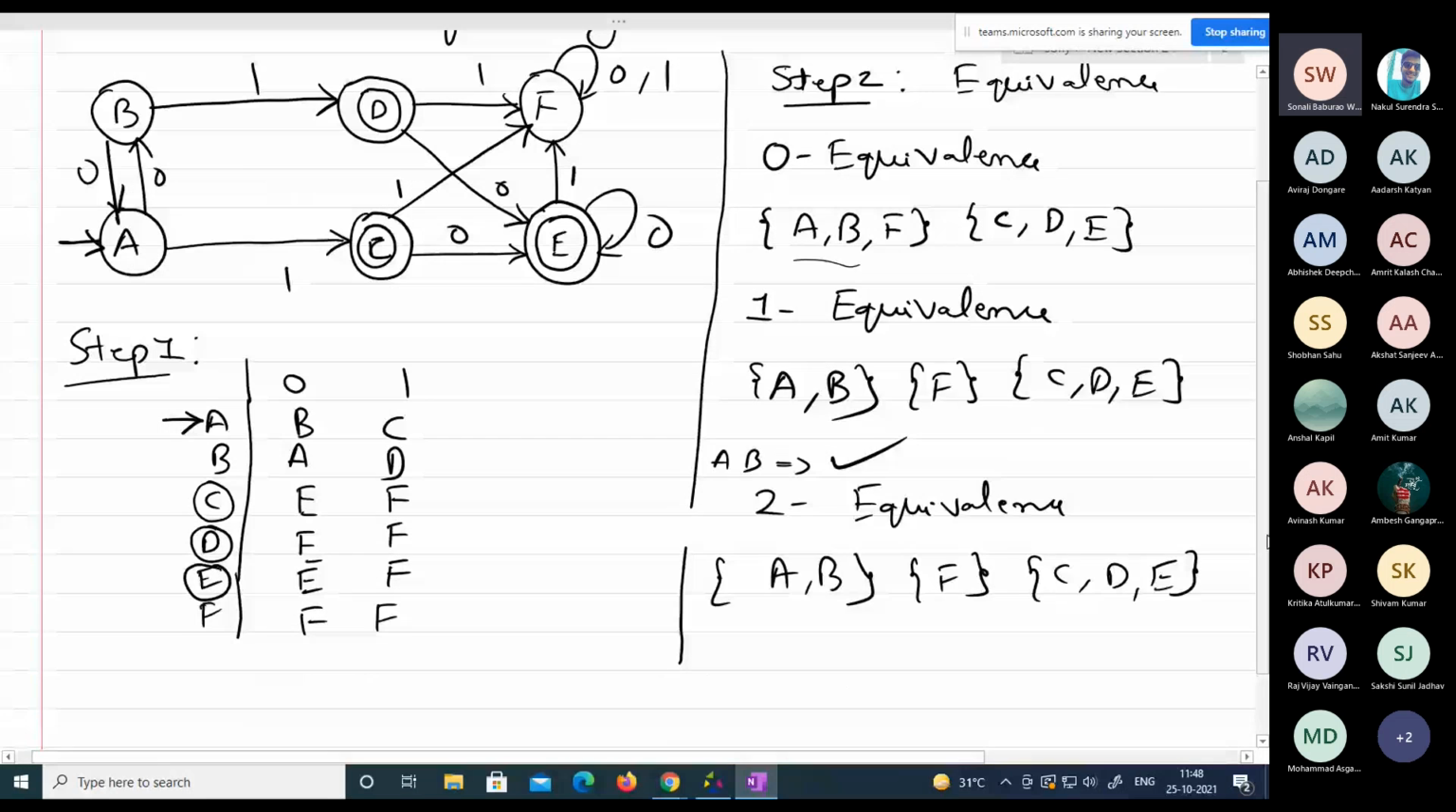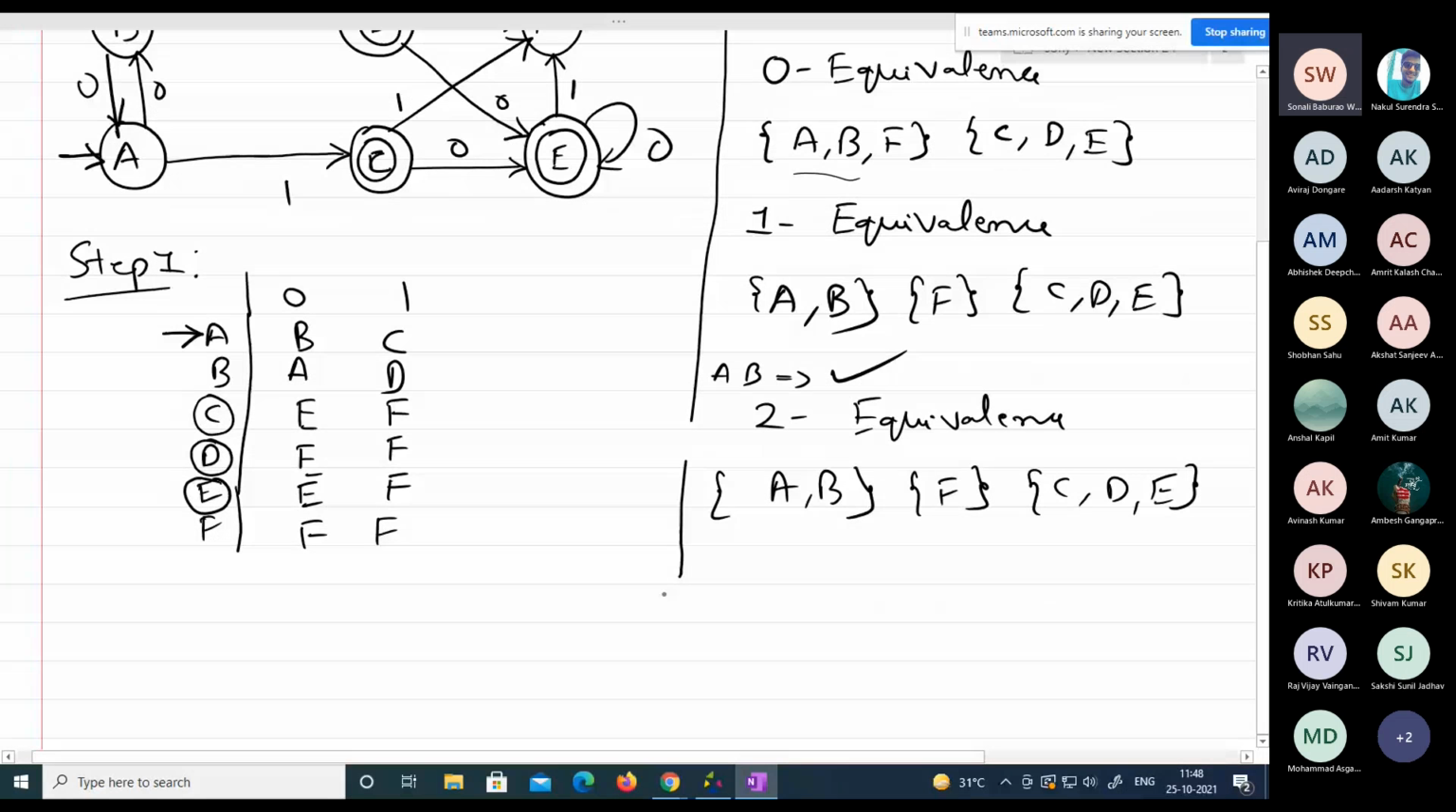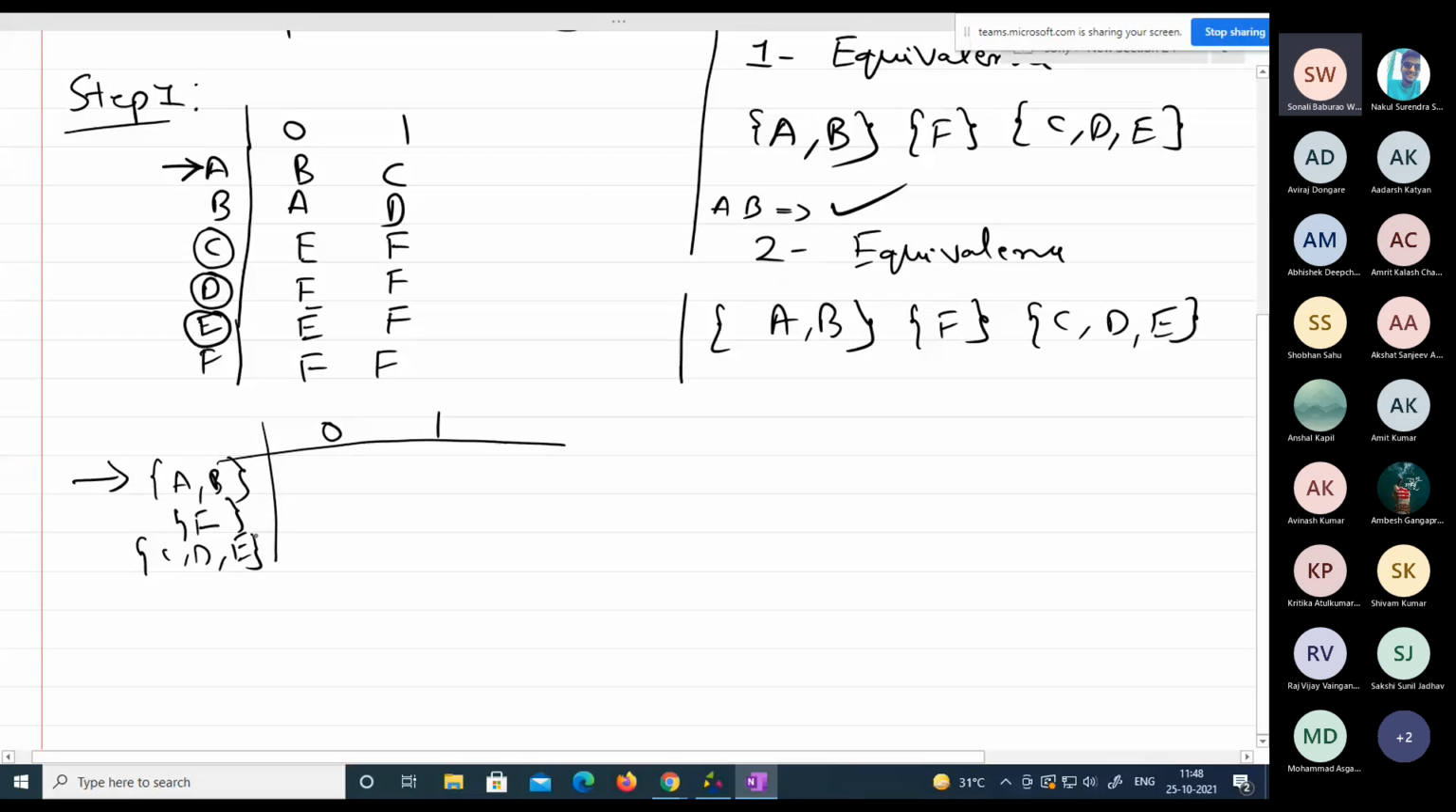Now you have to construct a state transition table. How do we do that? For the state transition table, you have to write it down. 0, 1. Okay, A, B. Here you have F. Similarly, here you have C, D, and E, where A, B is my initial state now, and C, D, E are my final state.